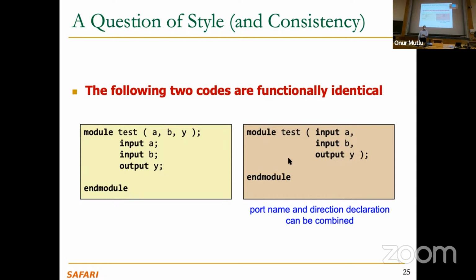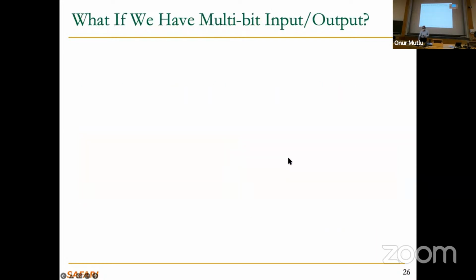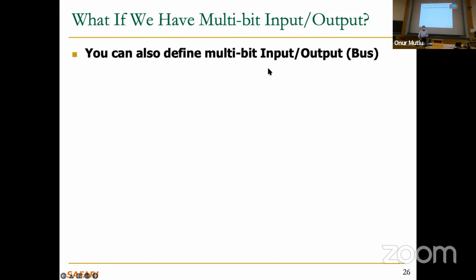Okay, I'm not going to go into the style issues in this particular lecture as much. So what if you have multi-bit input and output? Again, you can define multi-bit input and output. This is called a bus. This bus is essentially a set of wires that operate concurrently. And you basically specify it this way. This is the range end and range start, and there are two numbers over here.